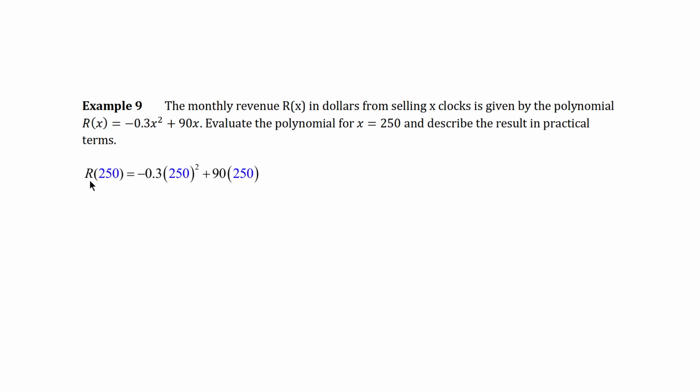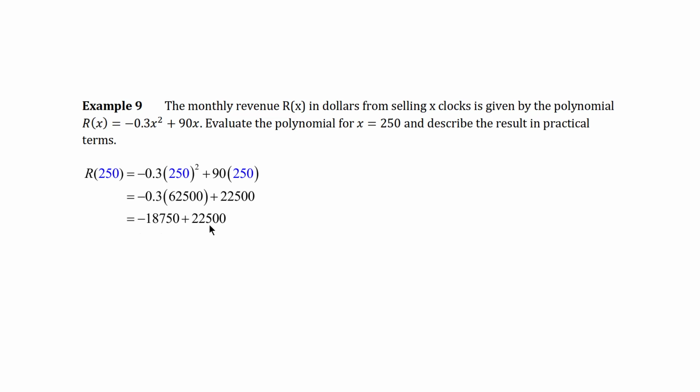We get R(250) = -0.3 times 250² plus 90 times 250. First, I'm going to square the 250, and then I'll also multiply the 90 and the 250, and then bring down the -0.3. The result is -0.3 times 62,500 plus 22,500. Next, I'm going to multiply the -0.3 times 62,500. We get -18,750, and then we bring down the 22,500.